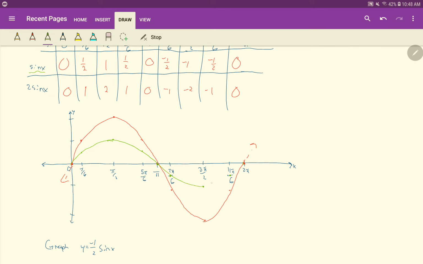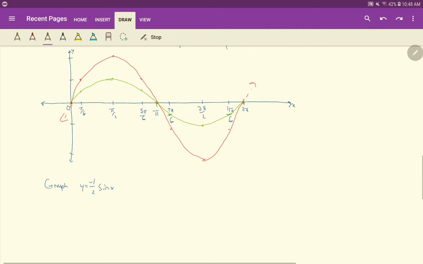Kind of see that stretch, right? The zeros are all the same, right? Because 2 times 0 is still 0. But when you have your peak here at 1, it now doubles to be the 2 there, right? And when you hit your valley there at -1, it goes down to -2 instead. So you can see that stretch, but the width of the wave still stays the same.